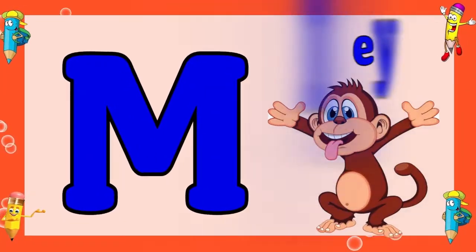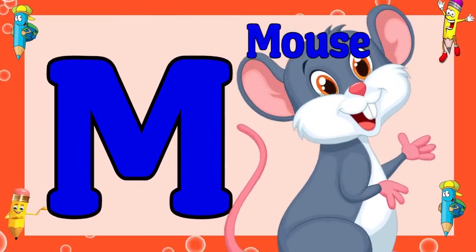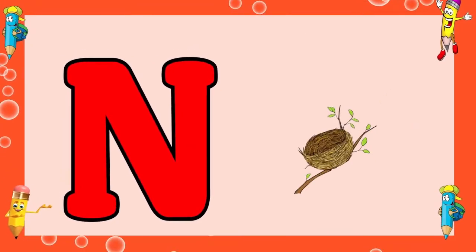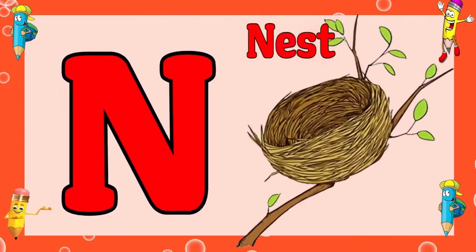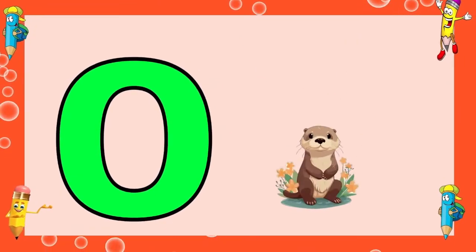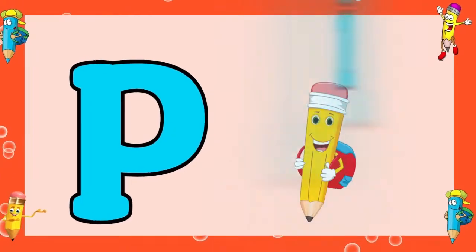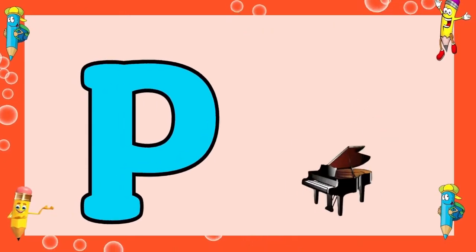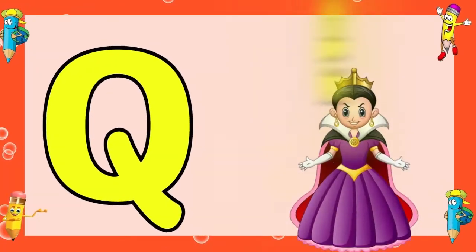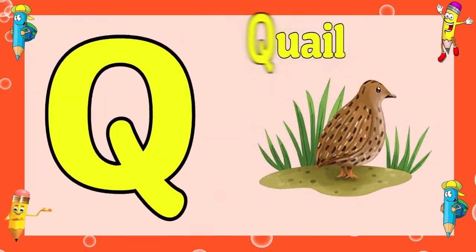M is for monkey, monkey. M is for mouse, mouse. N is for nose, nose. N is for nest, nest. O is for orange, orange. O is for otter, P is for piano, piano. Q is for queen, queen. Q is for quail, quail.